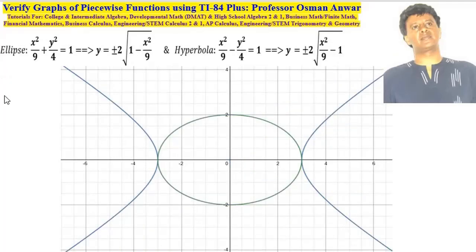And here is our ellipse, x squared over 9 plus y squared over 4 equals 1. This can be solved for y equals plus or minus 2 square root of 1 minus x squared over 9. And the hyperbola is x squared over 9 minus y squared over 4 equals 1. So this can be solved for y is plus or minus 2 square root of x squared over 9 minus 1. So the ellipse is between minus 3 and 3, and the hyperbola is when x is less than minus 3 on the left, and on the right it is when x is greater than 3.